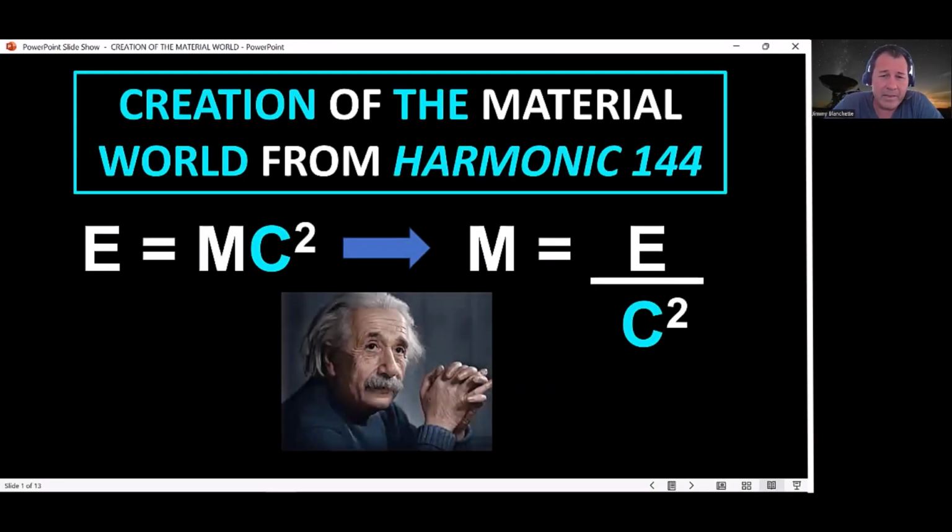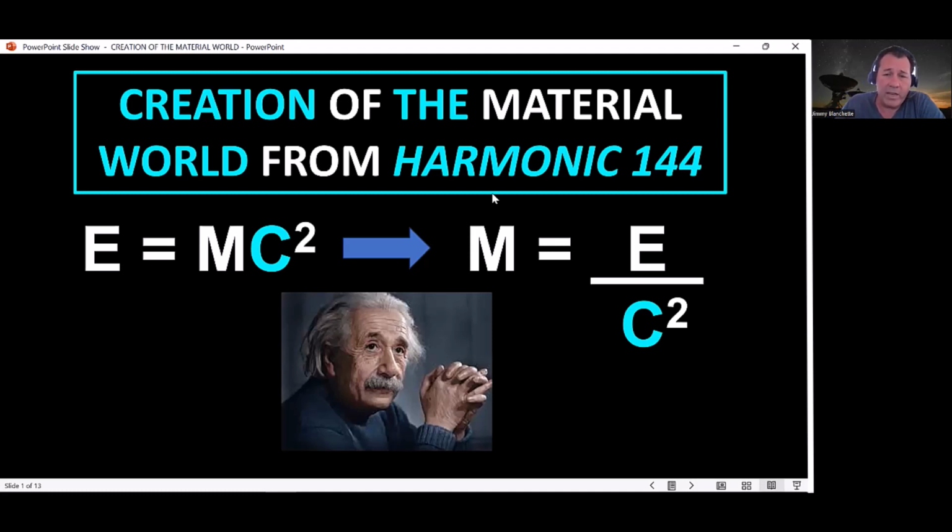Today, I would like to expand on a discovery that I made recently and which I introduced also recently, some that you can find in recent interviews that I made. In this case, I'm going to expand on the creation of the material world from the fundamental harmonic of light 144. And we're going to be using the general relativity equation of Einstein, E equal mc squared, which we're going to essentially process using geometric harmonic units.